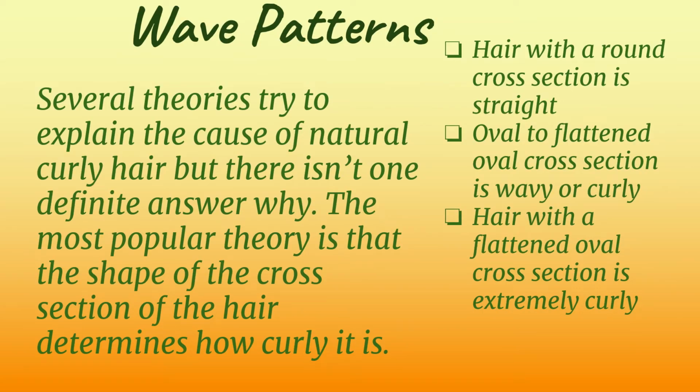Wave patterns. Wave patterns have several theories to try to explain the cause of natural curly hair, but there isn't one definite answer. The most popular theory is that the shape of the cross section of the hair determines how curly it is. Hair with a round cross section is straight. Oval to flattened oval cross section is wavy or curly. Hair that is a flat oval cross section is extremely curly.